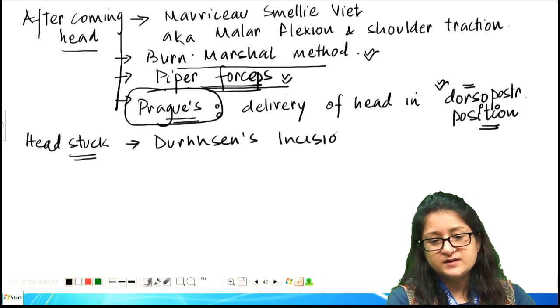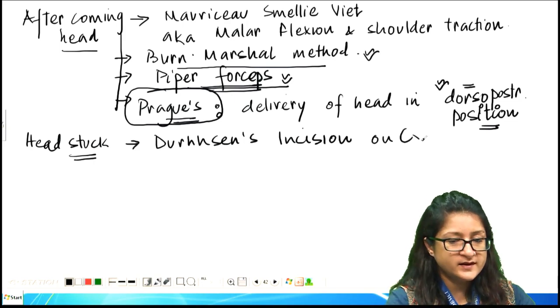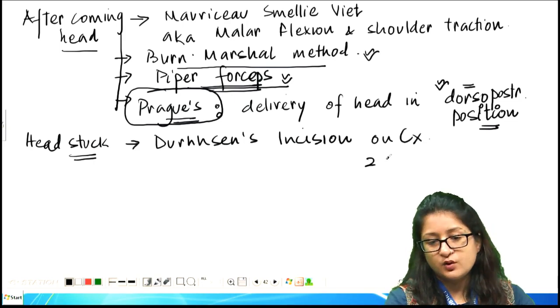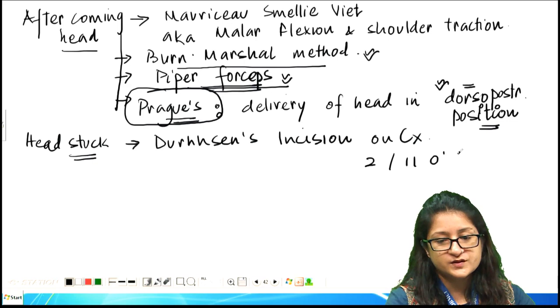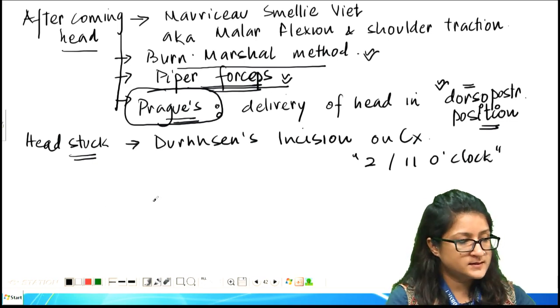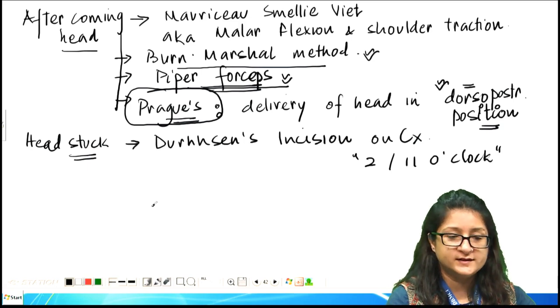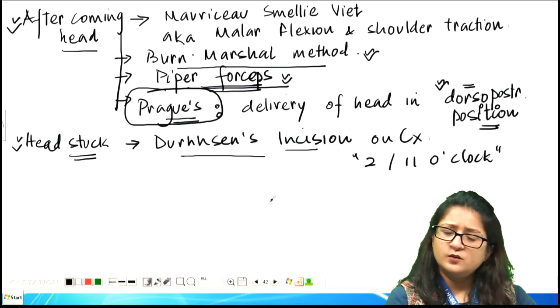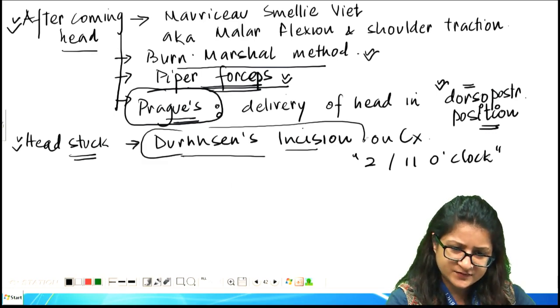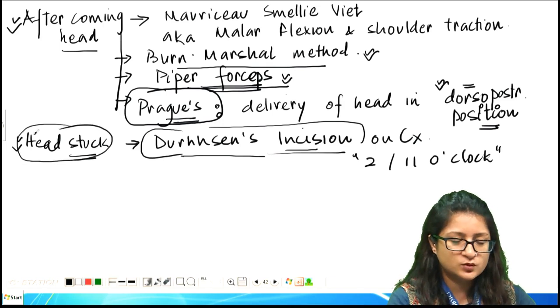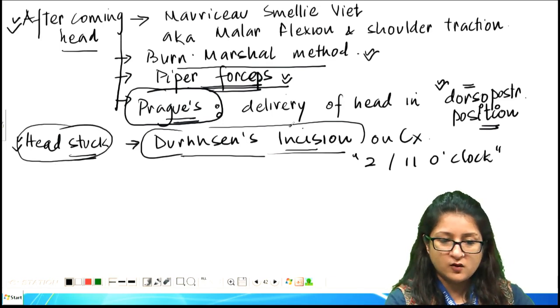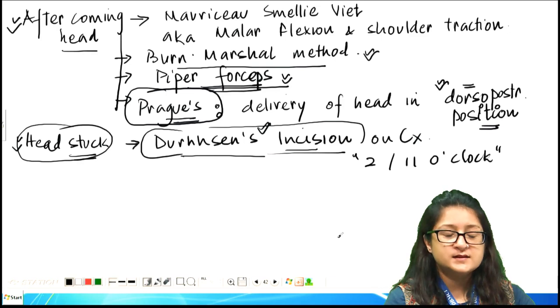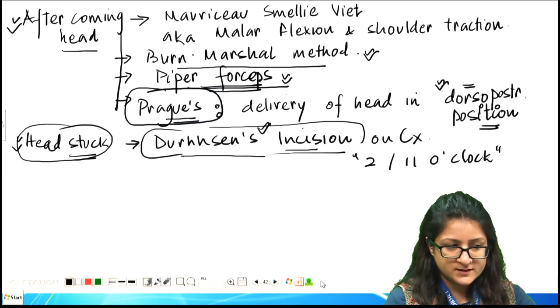Dührssen's incision is given on the cervix at the 2 o'clock or 11 o'clock position. That can widen the cervical area and lead to delivery. So this is about the maneuvers of the after-coming head for breech. Dührssen's incision is not a maneuver, but I'm specifying it here because it is a useful step, and obviously a question can be asked on where Dührssen's incision is used.